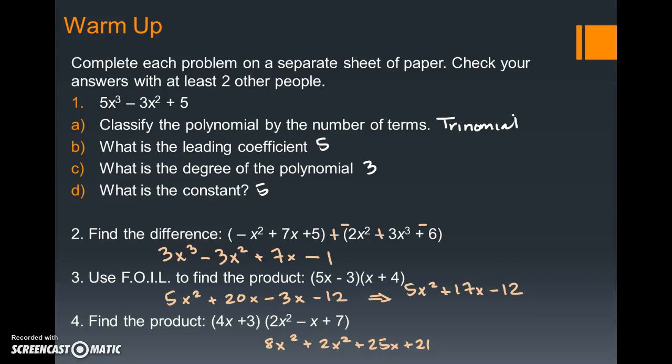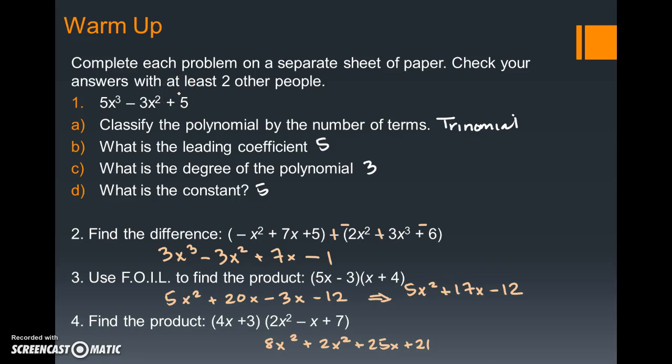Okay, first thing we're going to do for this lesson is go over your warm-up, which is a great review for your next quiz. So for number one, what we would like for you to do is to classify by the number of terms. It has 3 terms, 1, 2, 3, so it's a trinomial. The leading coefficient is 5 because it's in standard form and it's the first coefficient you see, leading everything off. The degree of the polynomial is 3 because it's the highest exponent, and the constant is 5 because this is the number without any variables attached.